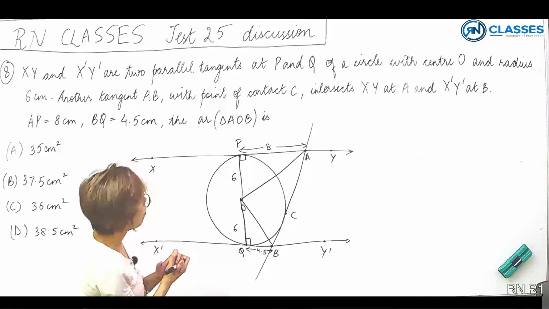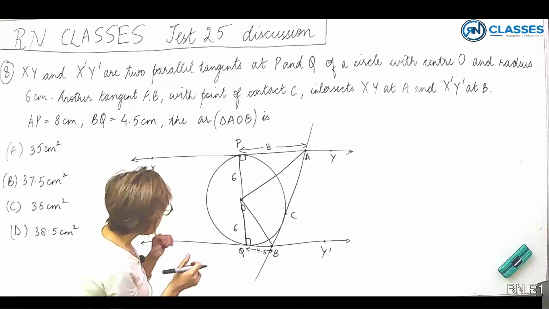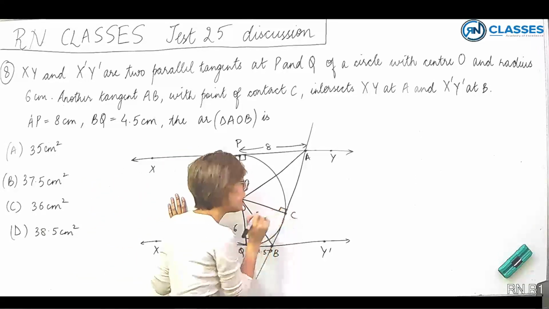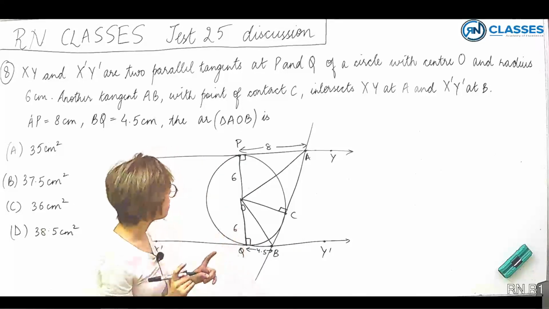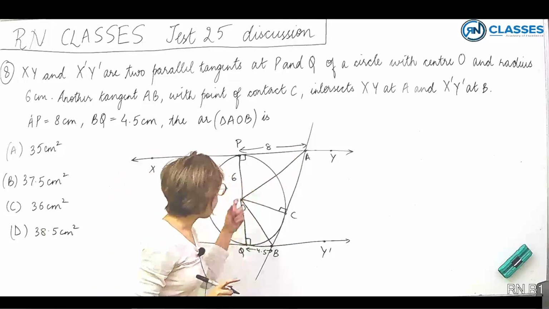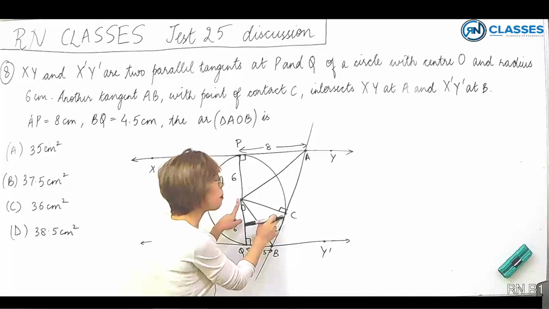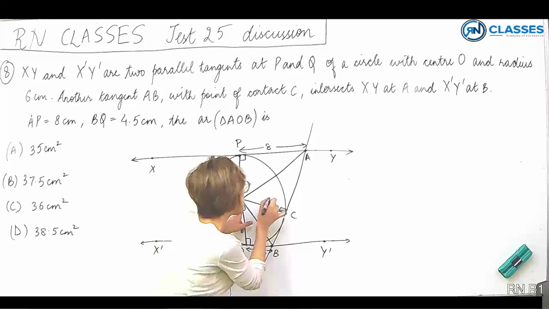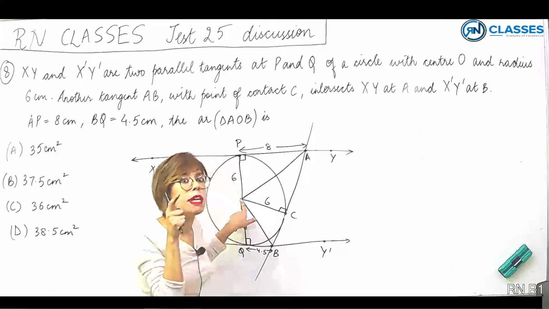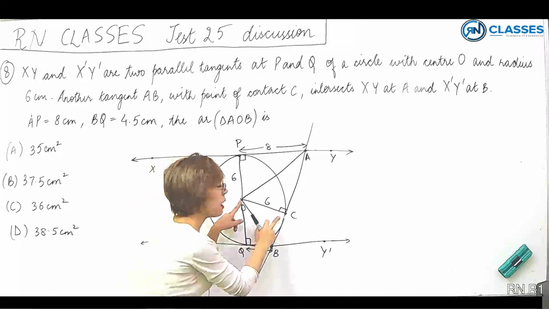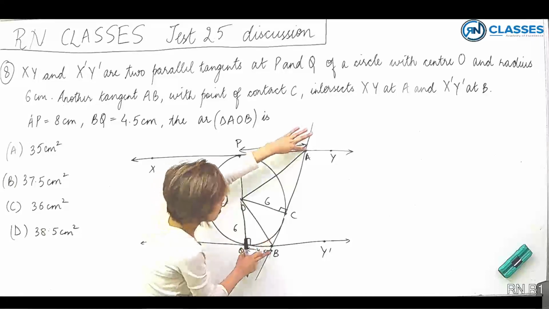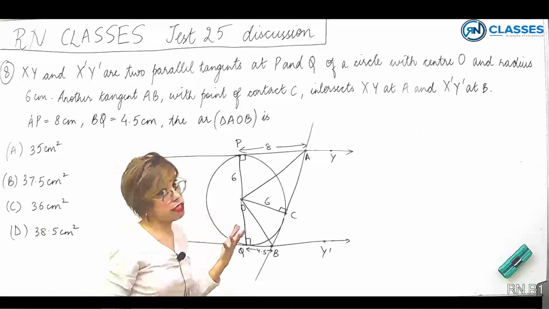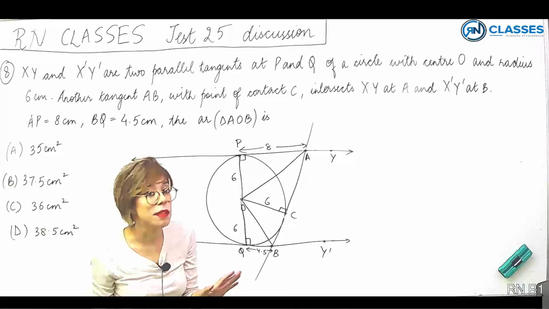Now what else do I know? This is also the point of contact. That means this will be what? 90 degrees. Oh, wait a second. Triangle AOB, this is a perpendicular, and I know this length. This is nothing but the radius. Half base into height. I know the height. I just need to find the base. I need to find the length AB, which is obviously very clear to us, isn't it?